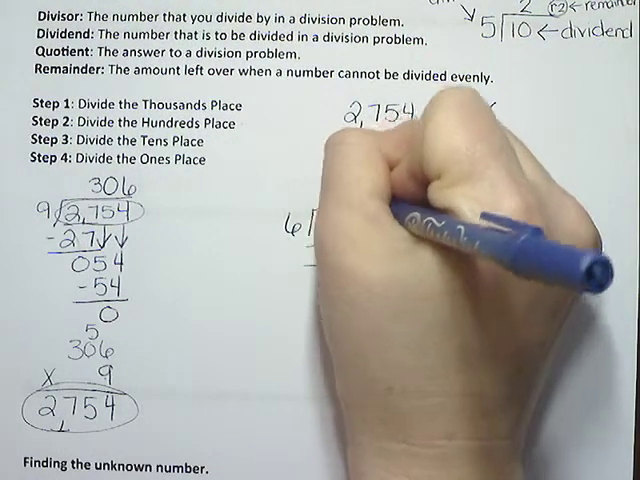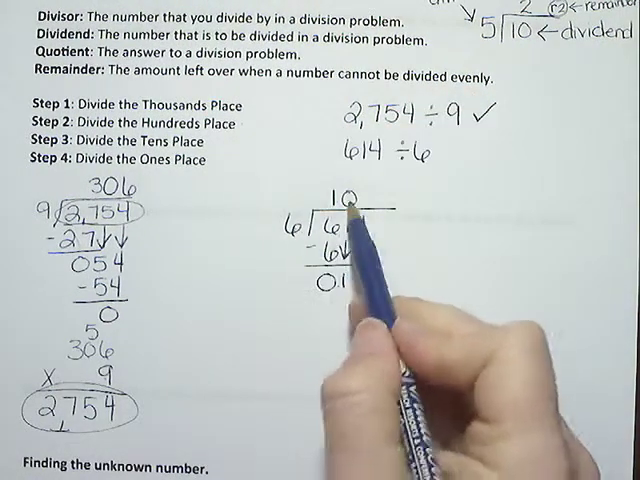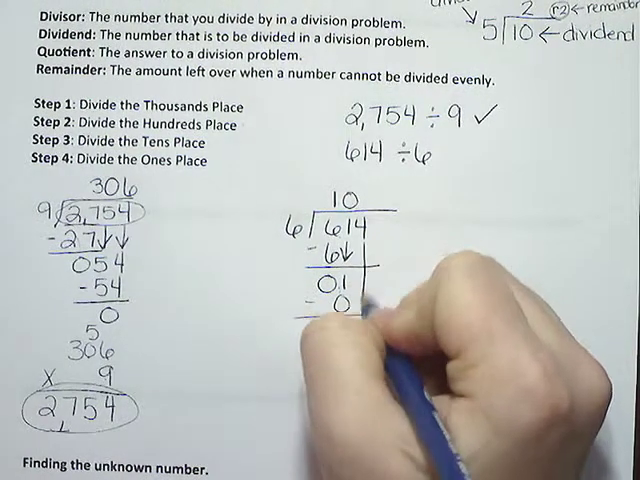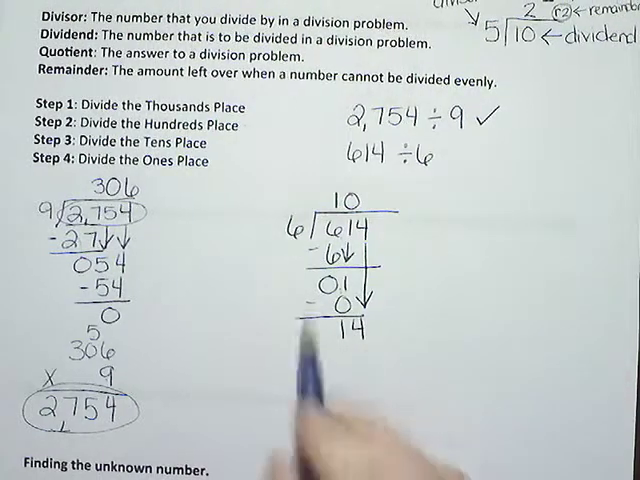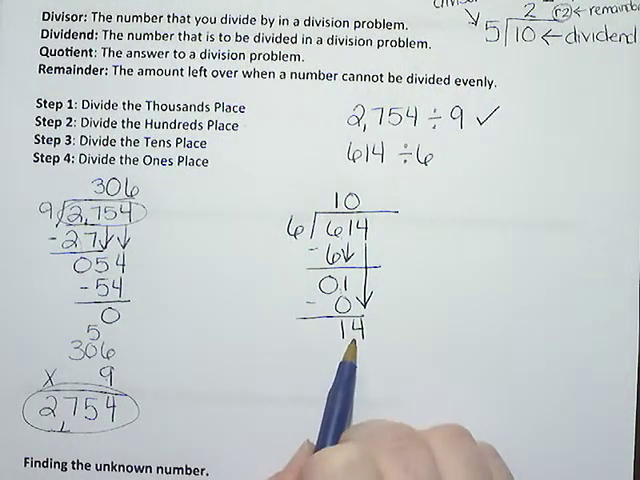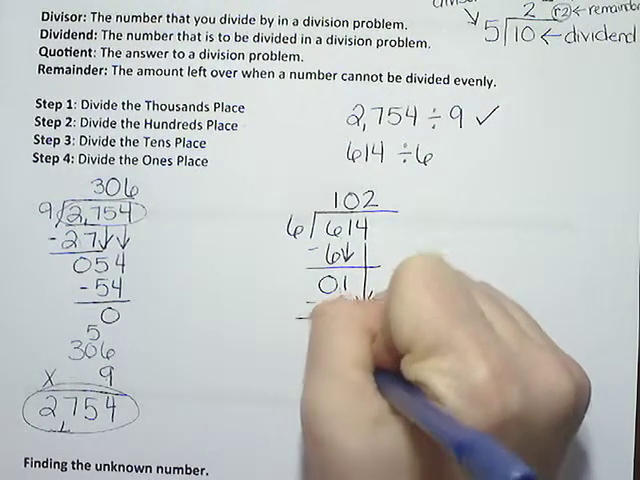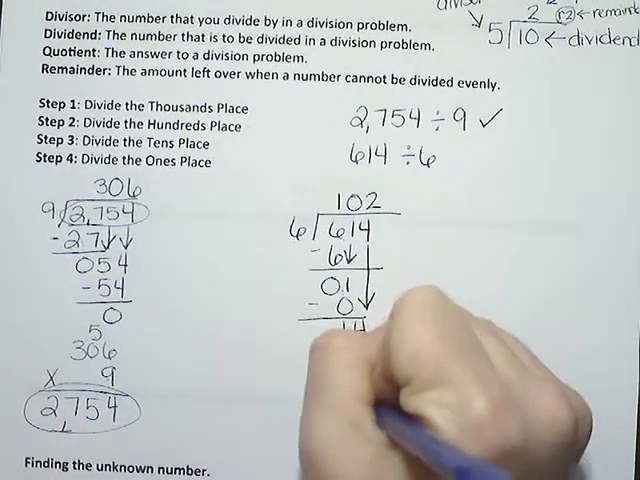So I'm going to write a 0 up here because it cannot go into 1. So 6 times 0 is 0. And then you would subtract. So you're going to bring down your 4. 6 can go into 14 2 times because 6 times 2 equals 12. Subtract. I have 2 left.